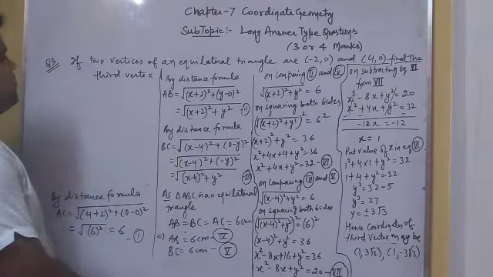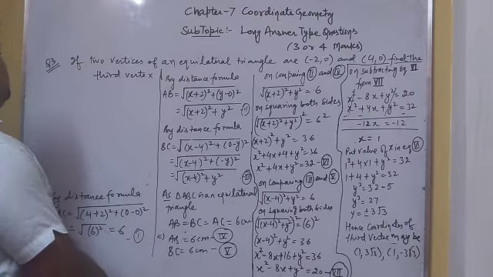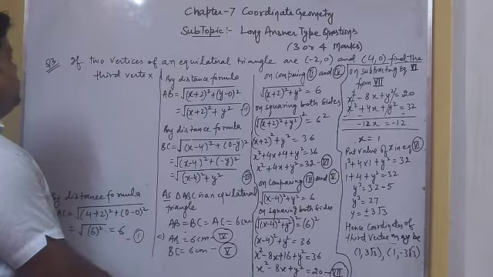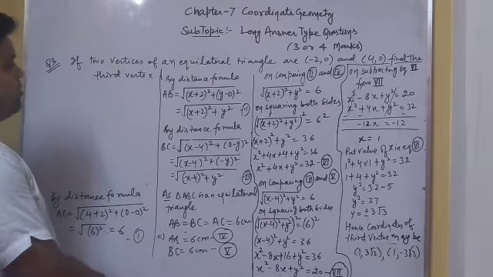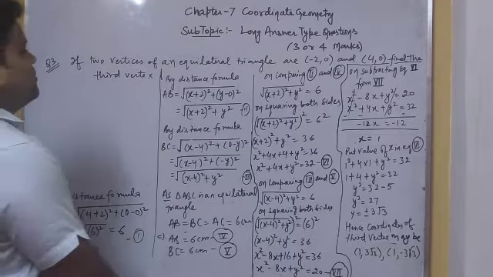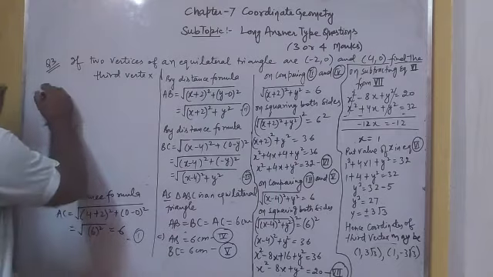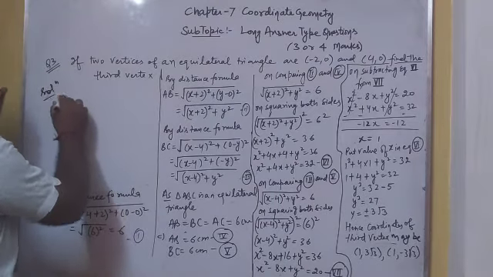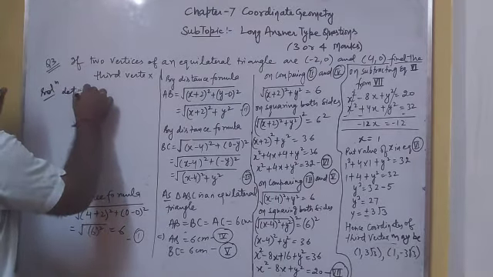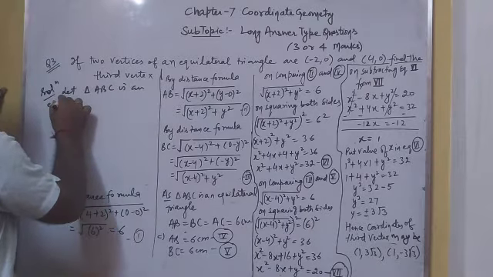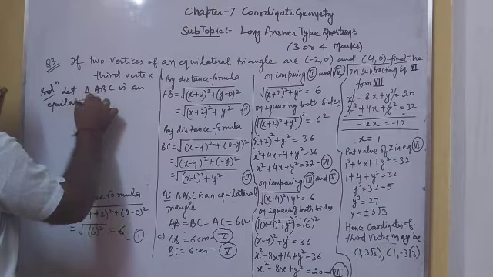If two vertices of an equilateral triangle are (-2, 0) and (4, 0), here we have to find the third vertex of the equilateral triangle. Here we are given an equilateral triangle and the coordinates of two vertices. We have to find the coordinates of the third vertex. So first of all, we draw a triangle. Let triangle ABC be an equilateral triangle.